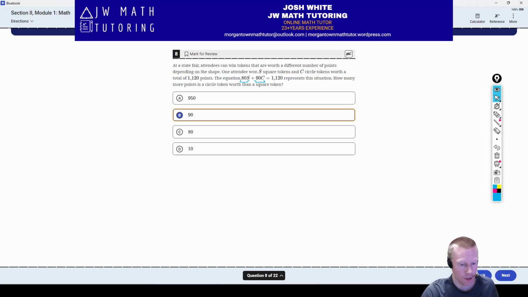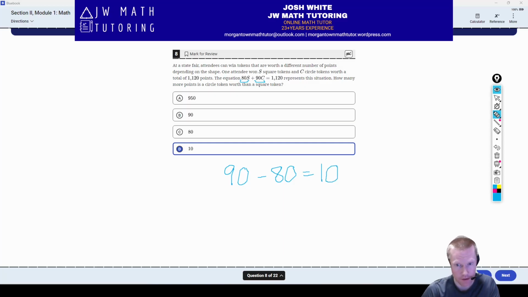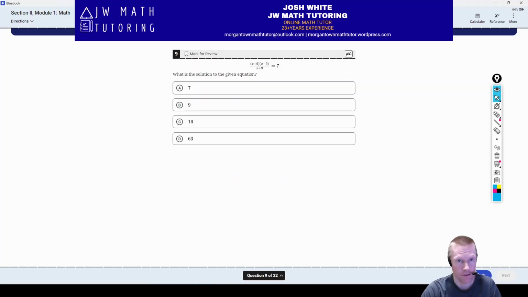So the correct answer to number 8 here, oh wait, sorry. How many more points is a circle token worth than a square? I'm solving the wrong thing. Circle is 90, as I just said, but we actually want to know the difference between the circle, which is 90, and the square, which happens to be 80, the coefficient in front of the s. So this one's asking for the difference between the two. The correct answer is going to be letter D, 10. Circle is worth 10 more points than a square token.